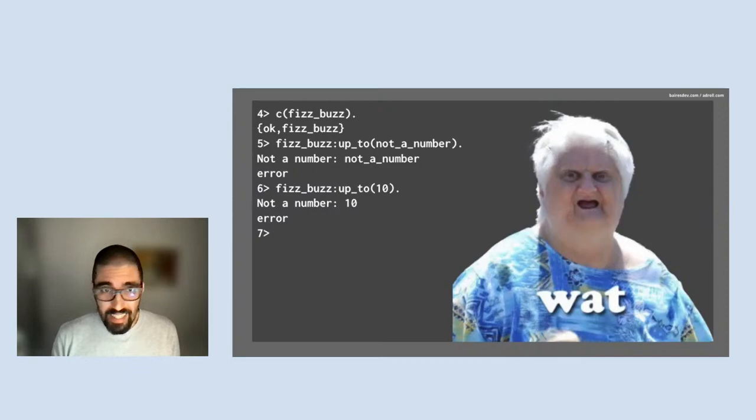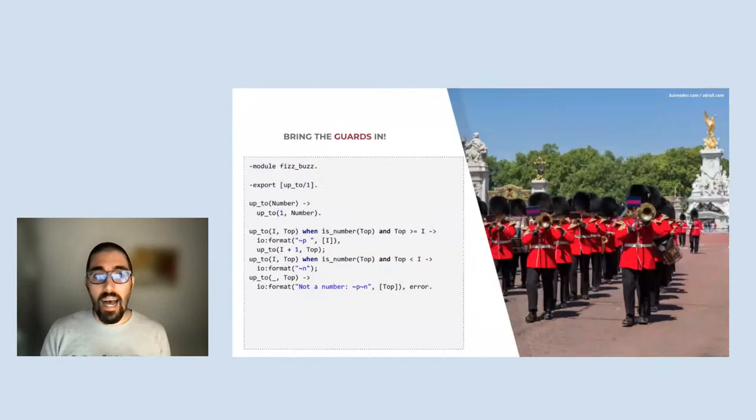Well, it turns out that and has a smaller precedence than the larger-or-equal sign. And that means that the code actually evaluates the first clause as is_number(Top) and (Top >= I), which can never be true because it's either true or false and it's smaller than number. So even when it's readable, it's wrong.